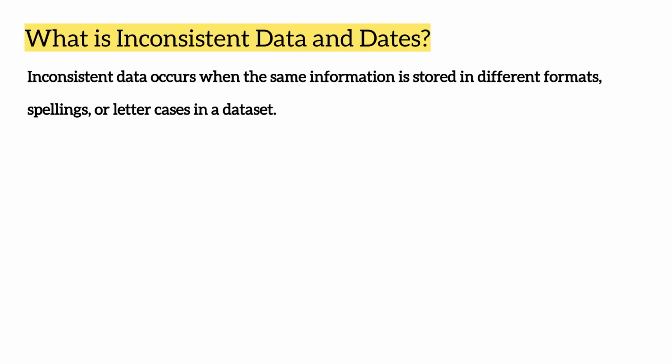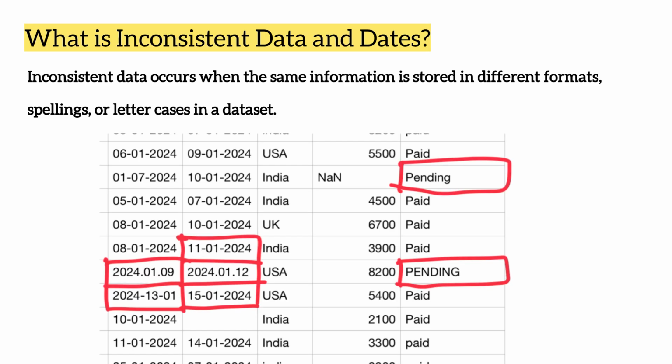What is inconsistent data and dates? Inconsistent data occurs when the same information is stored in different formats, spellings, or letter cases in a dataset. Example: dates. Dates written in different formats, like the ones shown on the screen. Example: inconsistent text. City names written in different spellings or letter cases, like the examples shown on the screen. This is also called a case-sensitive issue, where the same word appears in uppercase, lowercase, or mixed case.